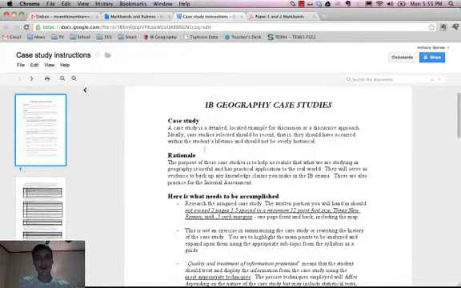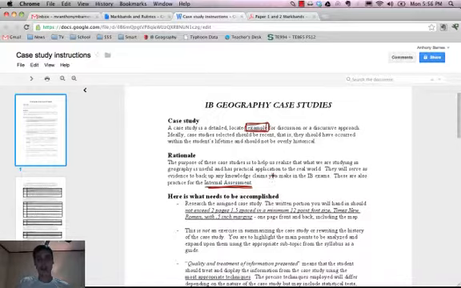So we all know what a case study is. It's a specific example of a concept or an issue that we're learning in class. There's a couple of reasons why we write these case studies. At the beginning of the year, I said it's practice for the IA, but that's just how the case study is set up.